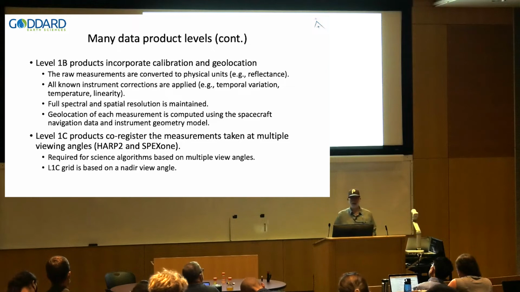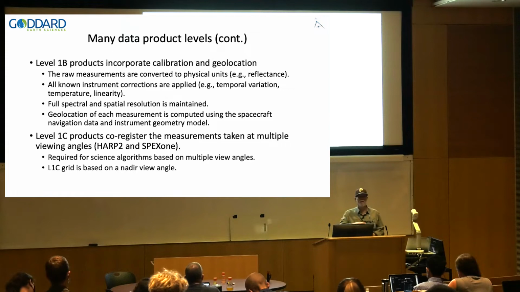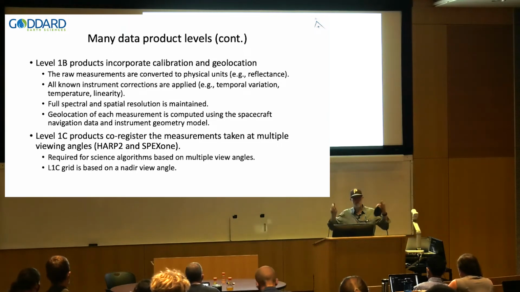Most of these corrections are actually measured during pre-launch testing, because they can't easily be evaluated on orbit. The one correction that is evaluated on orbit is how the response changes over time, what we call the temporal variation, because almost every instrument is not 100% stable over the life of the mission, and therefore you have to not only do the basic gain correction, but you have to see how that gain varies over time. So all of this is done at level 1B.